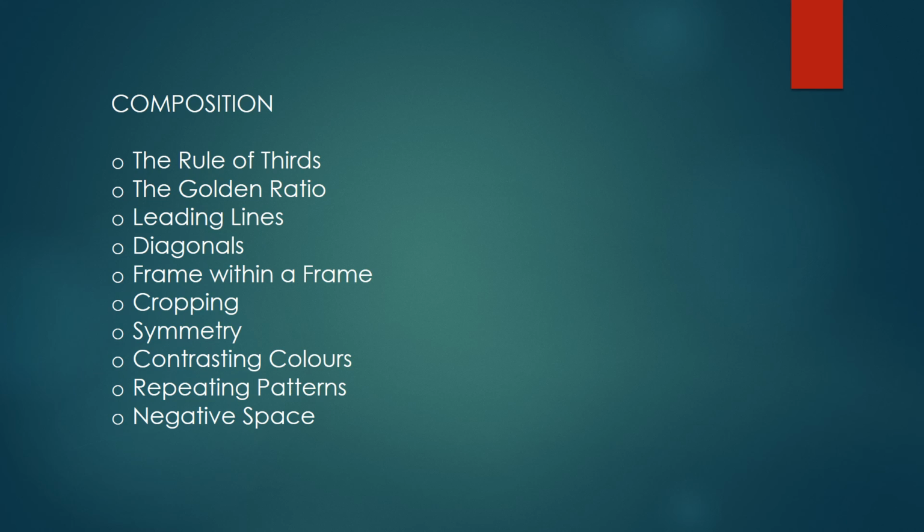How if you have a frame within the frame, it can make things more interesting. And how sometimes there's just something in the photograph you just don't want there, or it's just making the composition just not quite right. So how you can really quite simply crop the photograph. Symmetry, how things reflect each other on each side of the photograph, but also how sometimes asymmetry, one side being larger than the other, can make things more interesting. Contrasting colours using the colour triangle, looking for repeated patterns, and the counterintuitive idea of negative space.